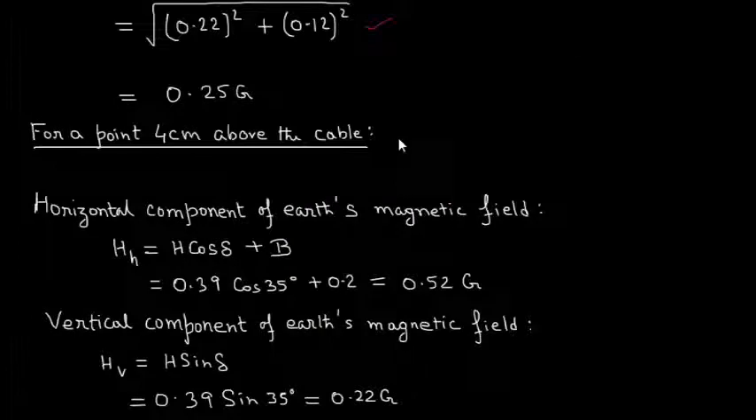For a point 4 centimeter above the cable, horizontal component of Earth's magnetic field HH is equal to H cos delta plus B, which is equal to 0.39 cos 35 plus 0.2, which is equal to 0.52 G. Vertical component of Earth's magnetic field, that is HV is equal to H sine delta, that is 0.39 sine 35 degree, that is 0.22 G.